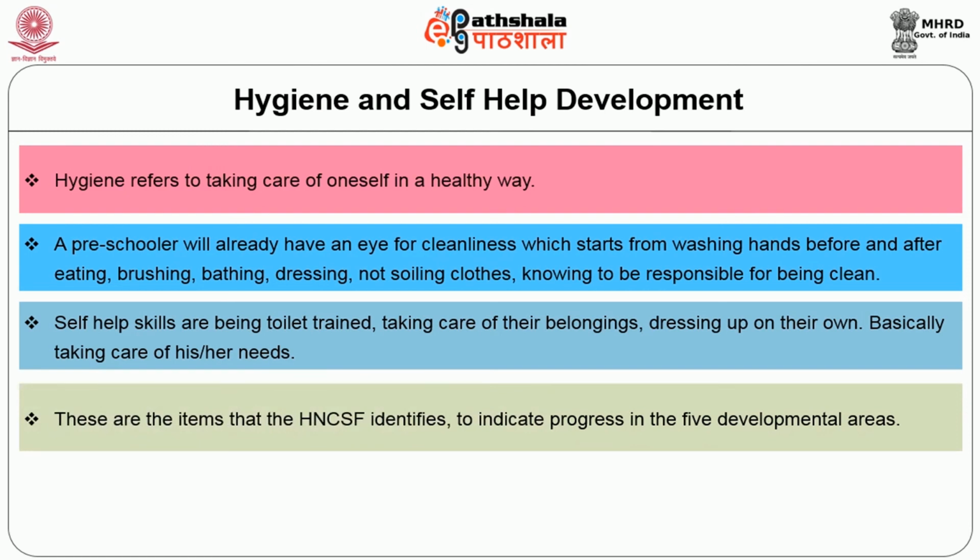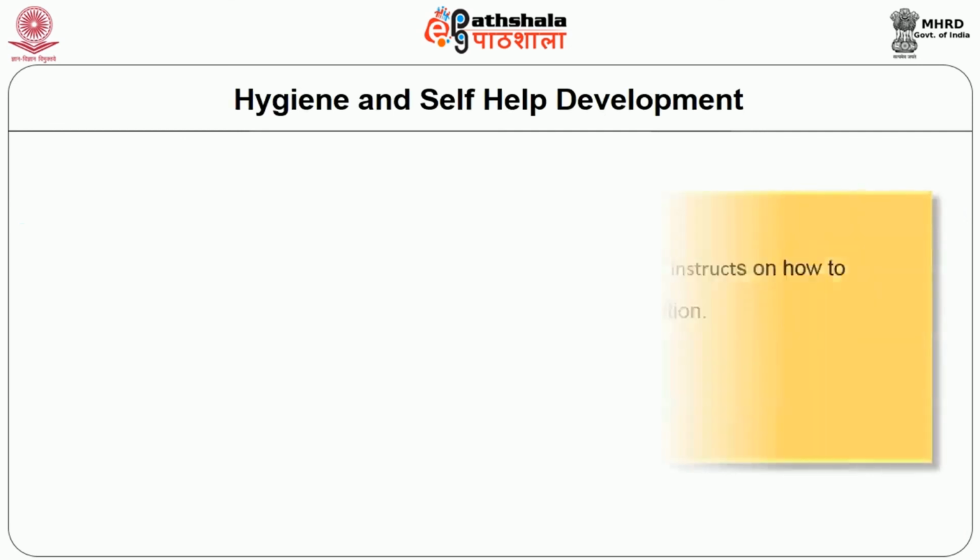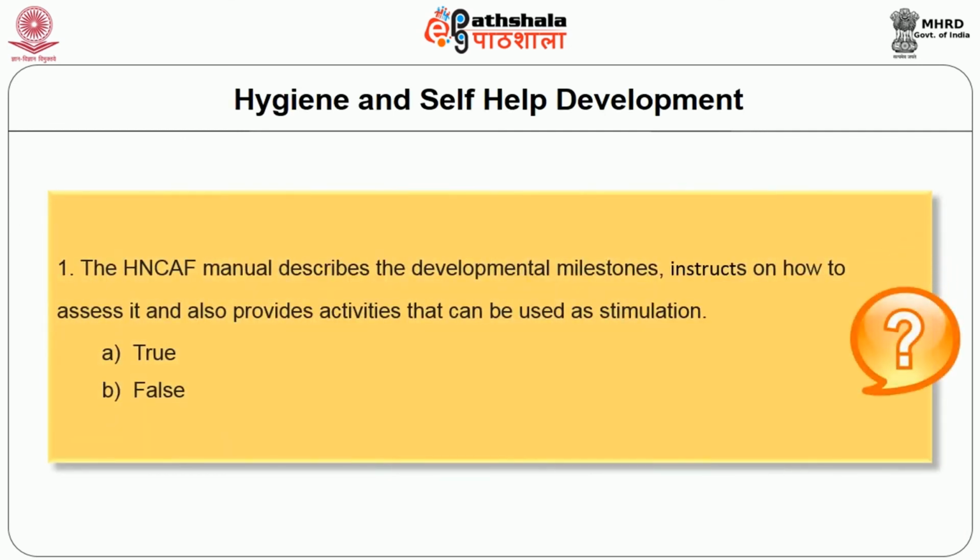These are the items that the HNCAF identifies to indicate progress in the 5 developmental areas. It is very important that the observer is aware of the developmental aspect, otherwise conducting this assessment becomes meaningless. A self-assessment question. The HNCAF manual describes the developmental milestones, instructs on how to assess it, and also provides activities that can be used as stimulation. Is it true or false? Well, the answer is true.